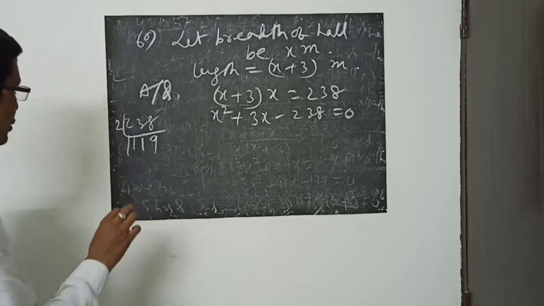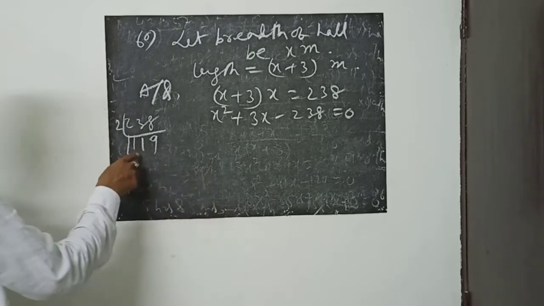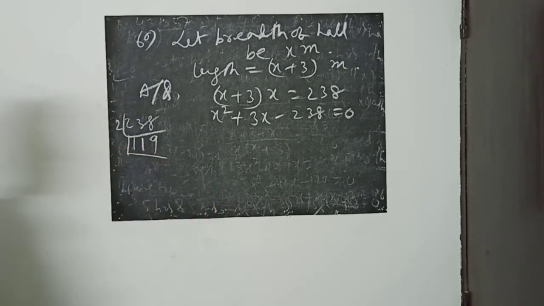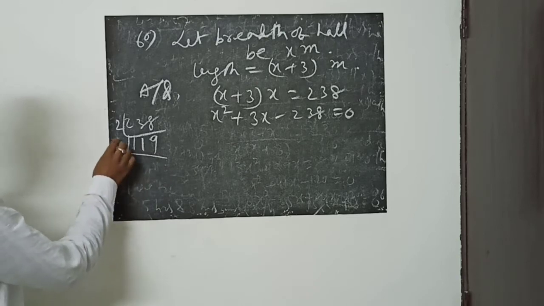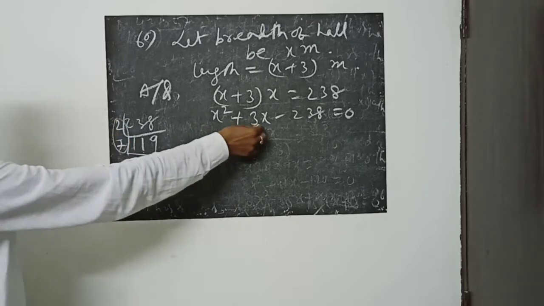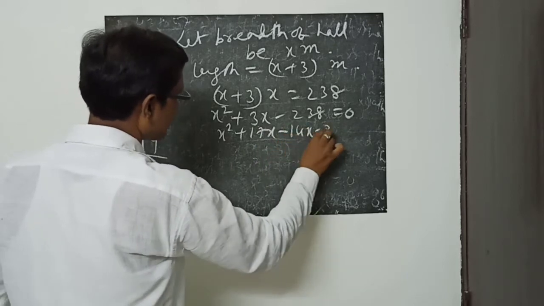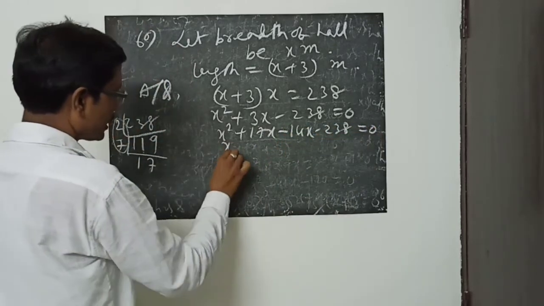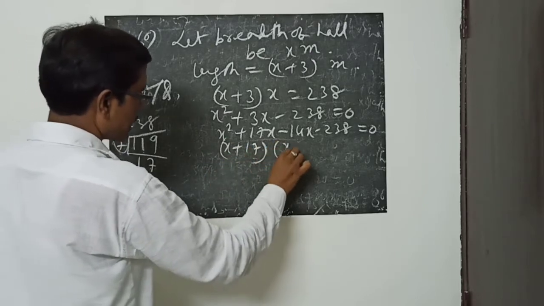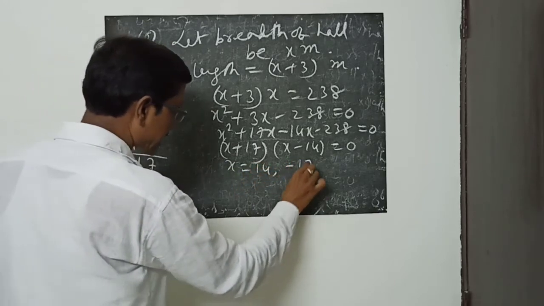So 238, if you divide by 2, it is 119. 119, how will it be? 238 will be split into two factors such that their difference will be 3. I think it will be divisible by 7. 7 17s are 119. So they are 14 and 17, their difference is 3. So x square plus 17x minus 14x minus 238 equal to 0. Ultimately x plus 17 and x minus 14 equal to 0. So you are getting x equal to 14 or minus 17.